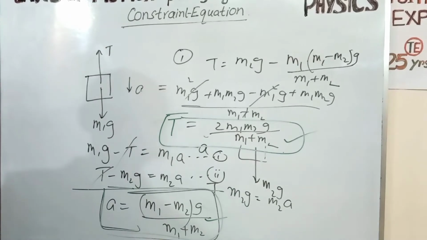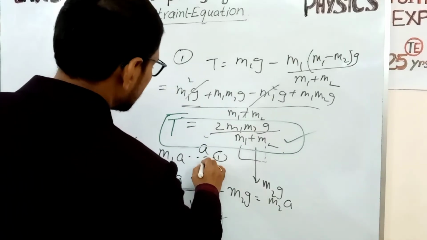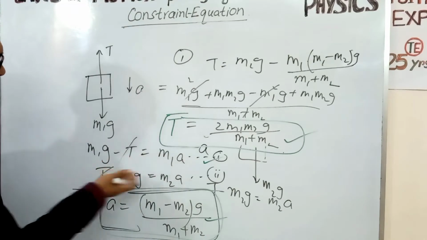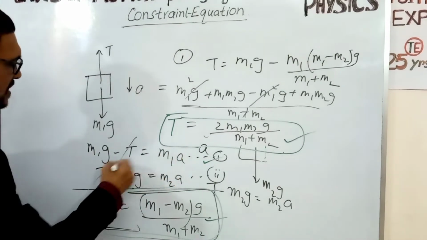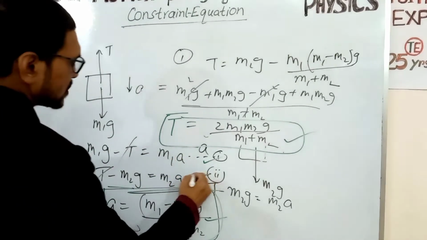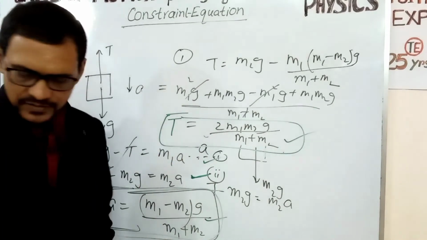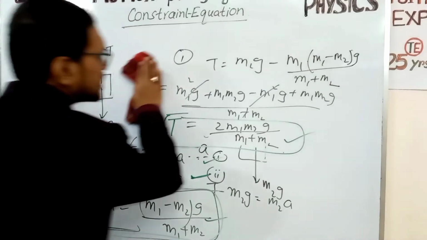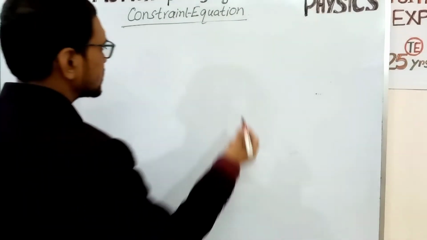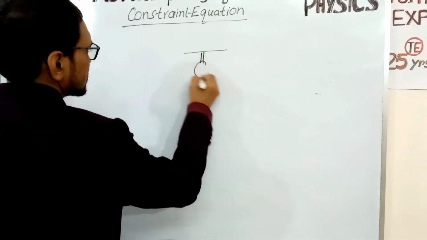If you cannot memorize, then you can just write the two equations from the free body diagram. If you can write these equations, then you get the acceleration and tension. Now the question is, if we use the constraint equation here, what do we get?